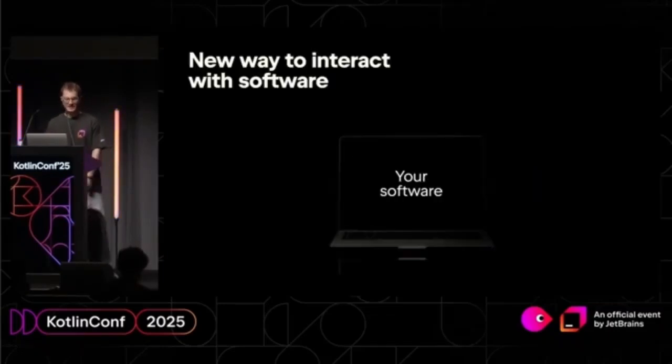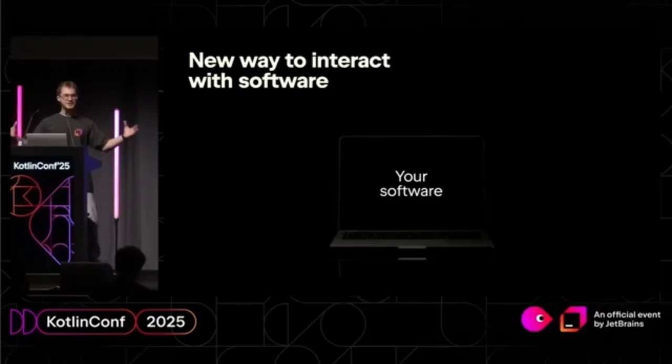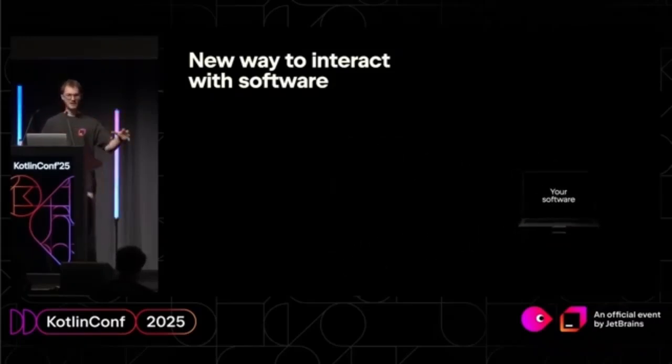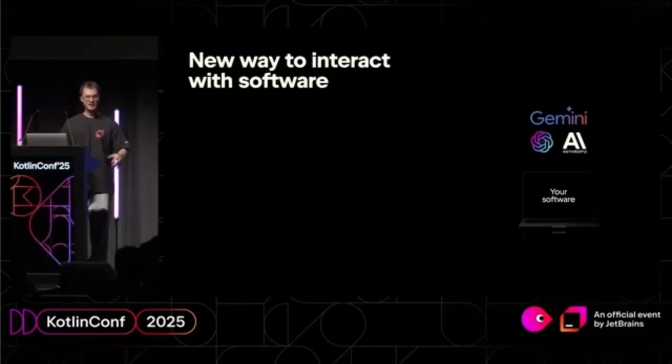So let's check. I would assume that most of you here are engineers. And your main focus, your main job, has always been building your software, which is cool. At the same time, some other companies, such as Google, Anthropic, OpenAI, and many others, have been focusing on building AI.